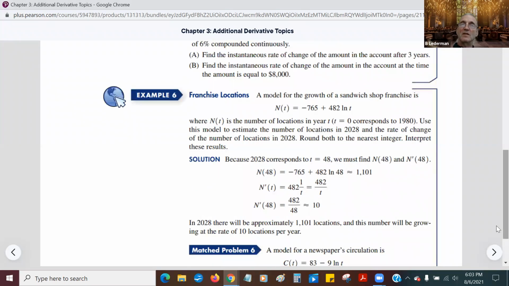I like this section, logs and exponents. A lot of slick moves in here. Franchise locations. What are you going to start a franchise? Where do you locate franchises? How many franchises? What's going on here?